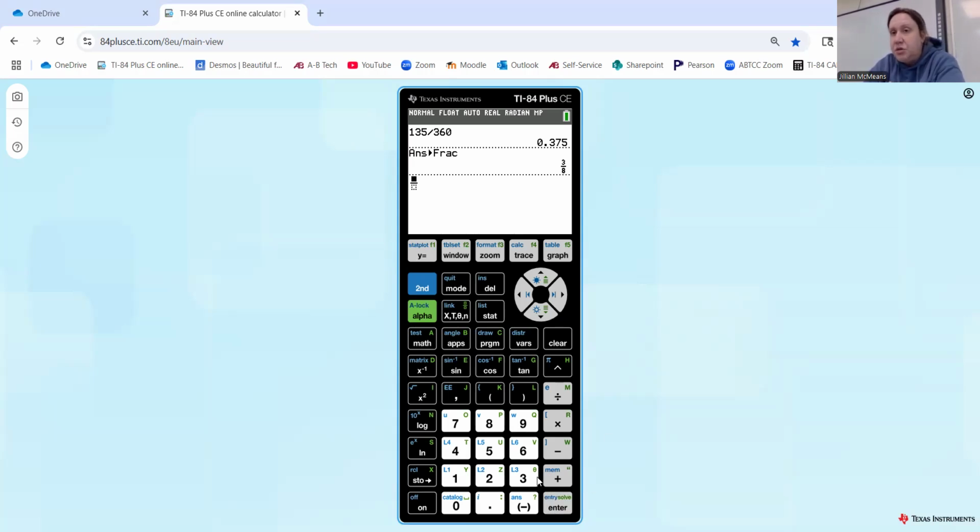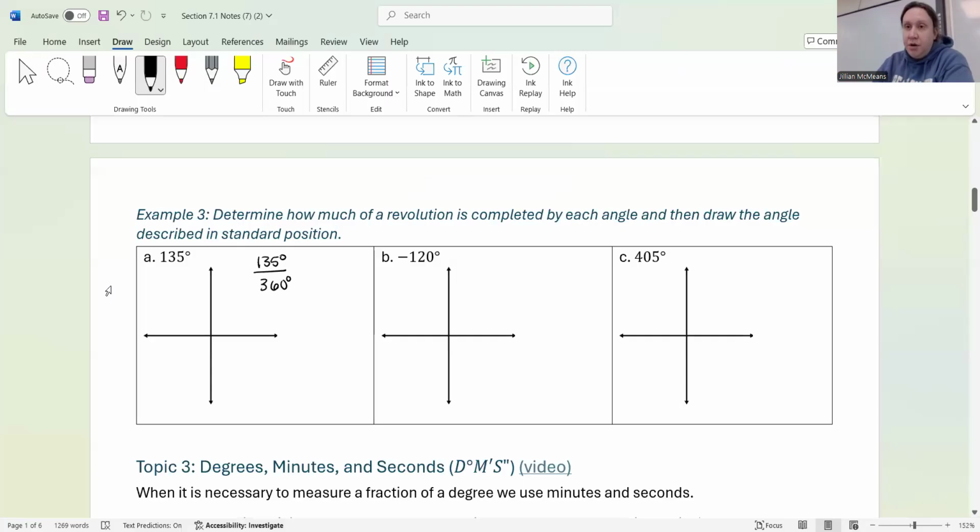And so basically this just creates a template where you can type in your fraction, which is sometimes easier for students. So the numerator, 135, the denominator, 360. And when you hit enter, it's automatically going to have it in fraction form. So that's kind of nice. So 3/8 of a revolution. So let's go back to the worksheet. And there it is. All right, so we now know that 135 degrees is 3/8 of a revolution.